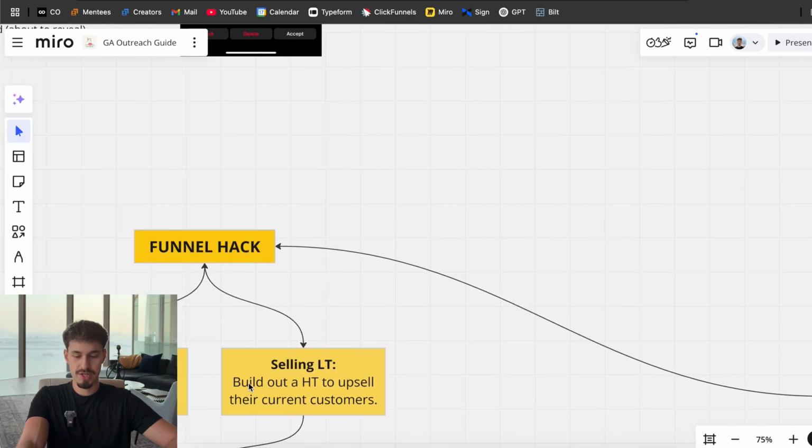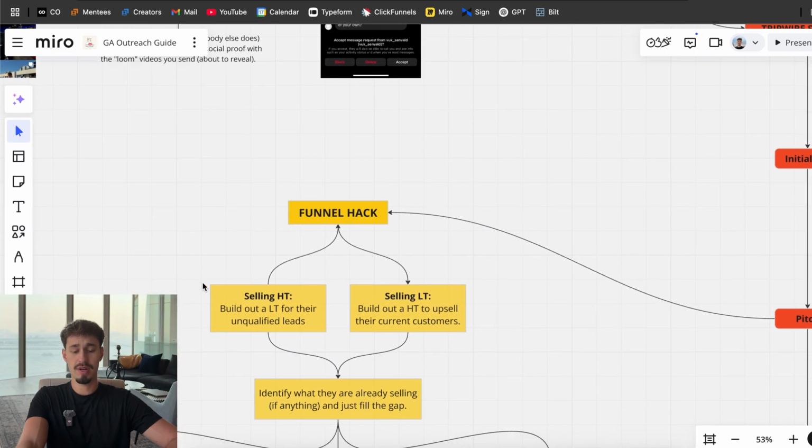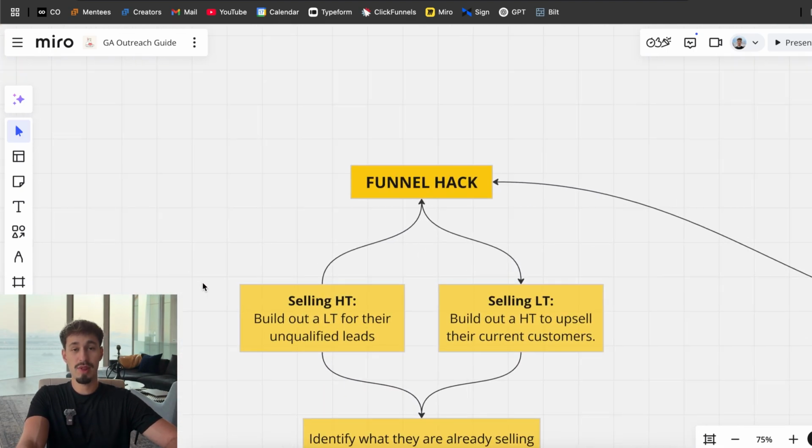Okay, so for the pitch, you have to funnel hack them. So here's how it goes. I send the initial DM. After they reply and say, yes, they do sell, or no, they don't sell, whatever it is, that's when I funnel hack them, and I have one of 3 replies that I send. So here you go. Funnel hack them.